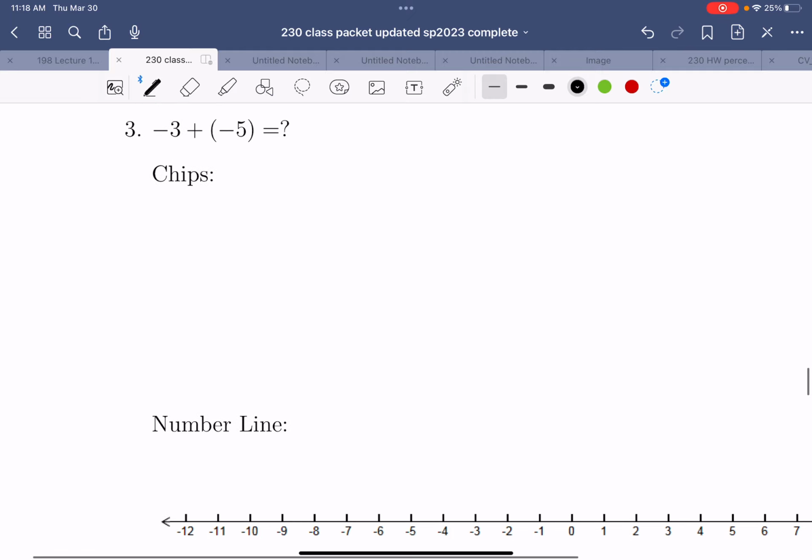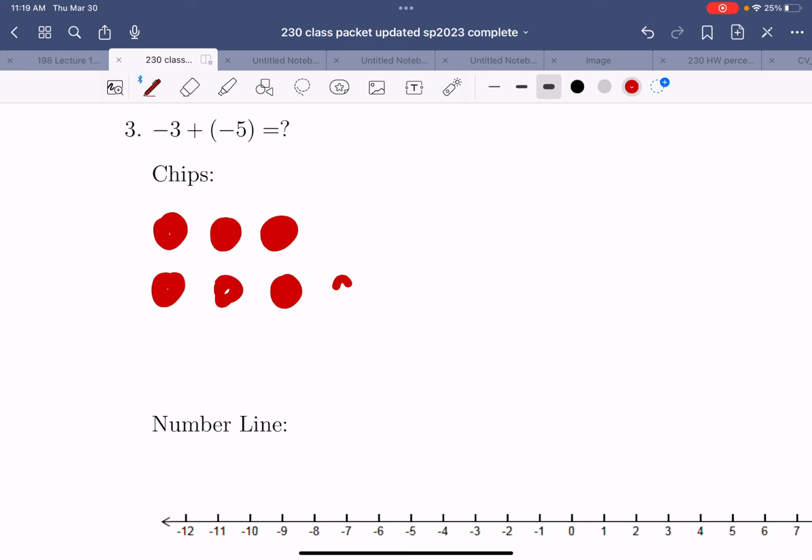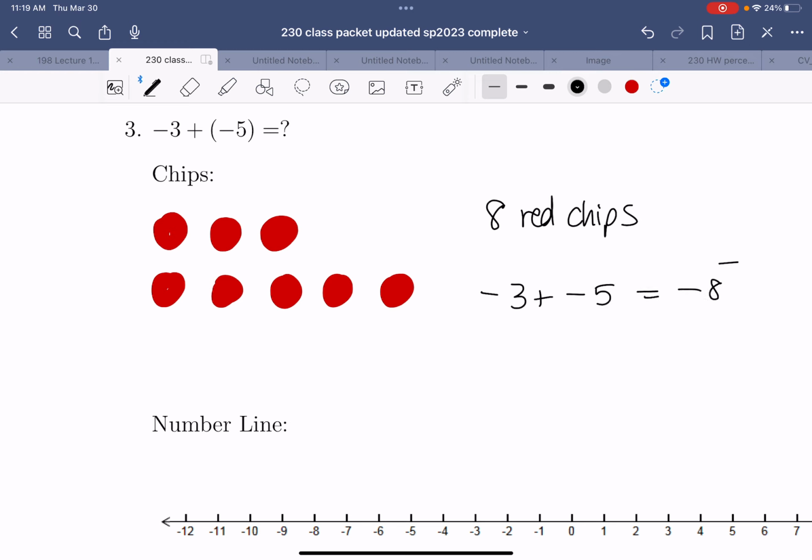Okay, let's take a look at this one. Negative 3 plus negative 5. For chips, I'm going to start out by representing both values. So I represent negative 3 with 3 red chips. I represent my negative 5 with 5 red chips. I combine them all together, and I have 8 red chips. There are no 0 pairs, so we have 8 red chips, which means -3 plus -5 is -8.